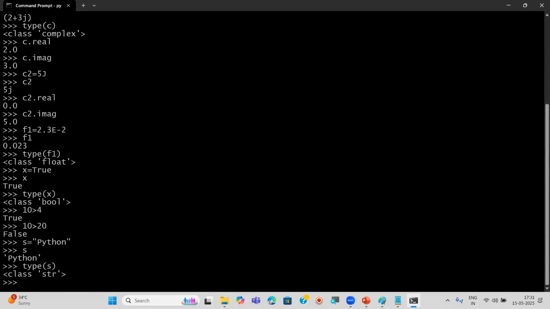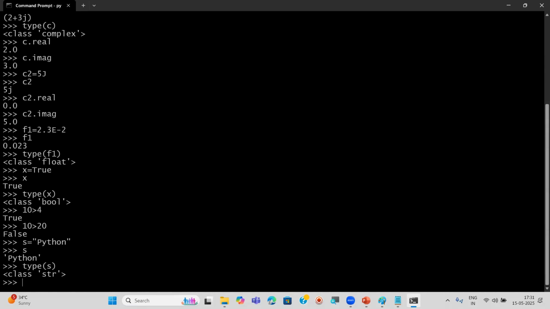So these are the first five fundamental data types. Now, basically, I said type is one function that is used to know the type of a variable or object.